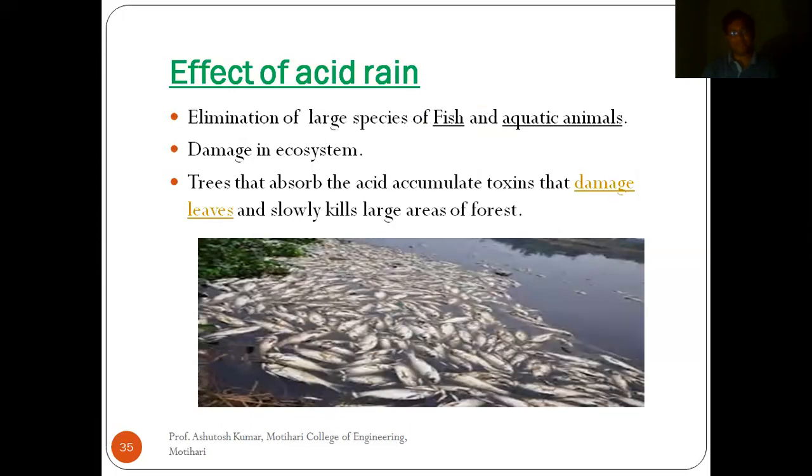Now the effects of acid rain. First, elimination of large species of fish and aquatic animals. So many fish and aquatic animals become extinct due to the effect of acid rain. Damage of ecosystem, our ecosystem is also affected. Trees absorb the acid, accumulate toxins that damage leaves, and slowly kill large areas of forest. You can see these fish in this water. Due to acid rain, all the fish in this pond have died.